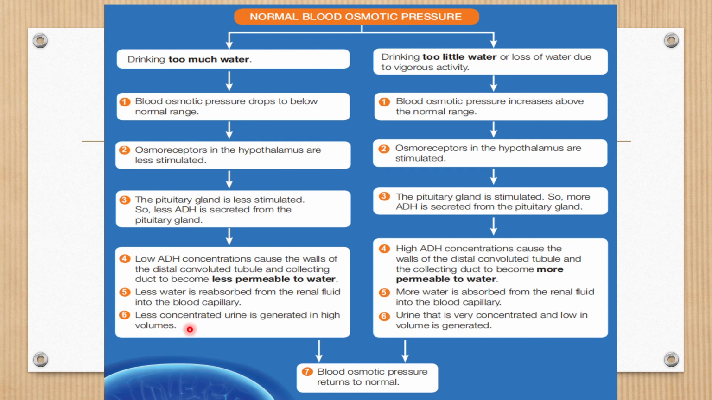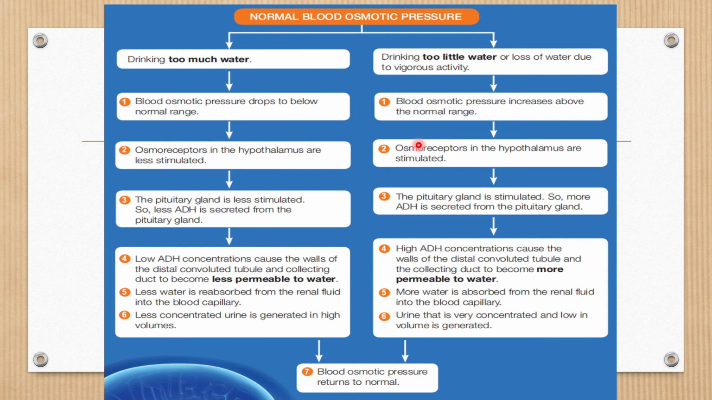So these two aspects you must mention. If they ask you the characteristics of the urine, then you will say it is less concentrated, it is high in volume. But in a condition where you're drinking too little water, or in a condition where there is loss of water due to vigorous activity, our body will need to reserve more water, isn't it? Because you're losing water, the homeostatic mechanism takes place and our body will have to retain water. So in that condition, the blood osmotic pressure will increase above the normal range, in the condition where you're drinking too little water.